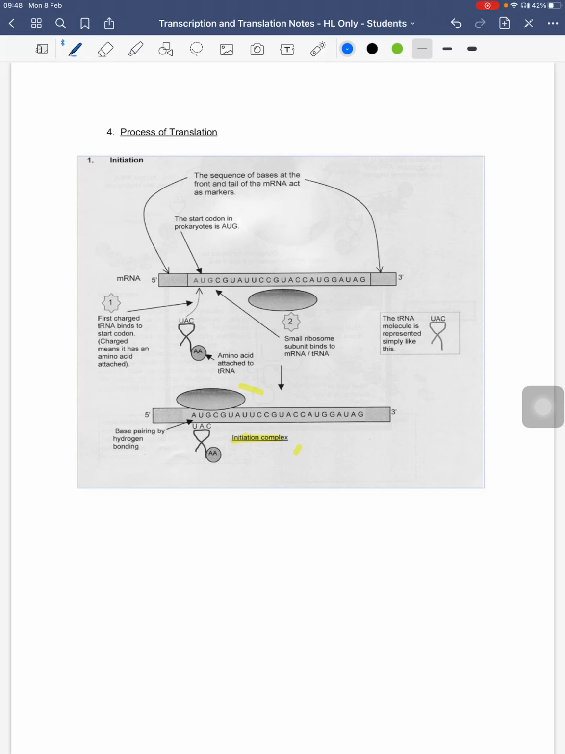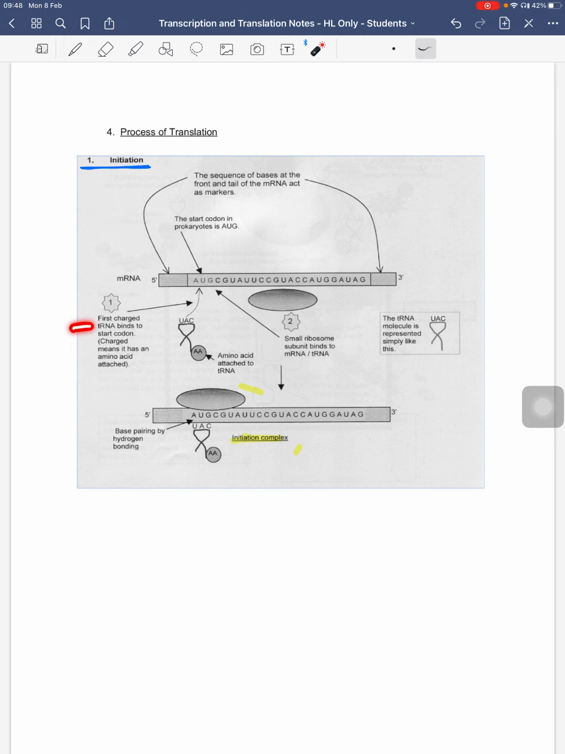Okay, so the process of translation. The first stage we're going to talk about is initiation, the starting point of this. A couple of key ideas here. Again, everything starts with AUG, so that's the start codon for the most part.